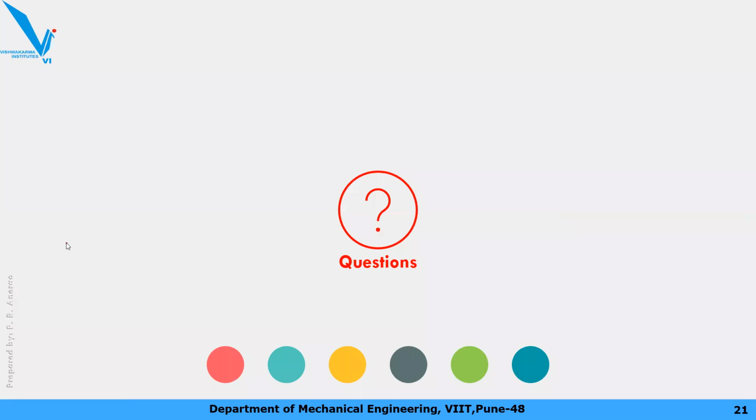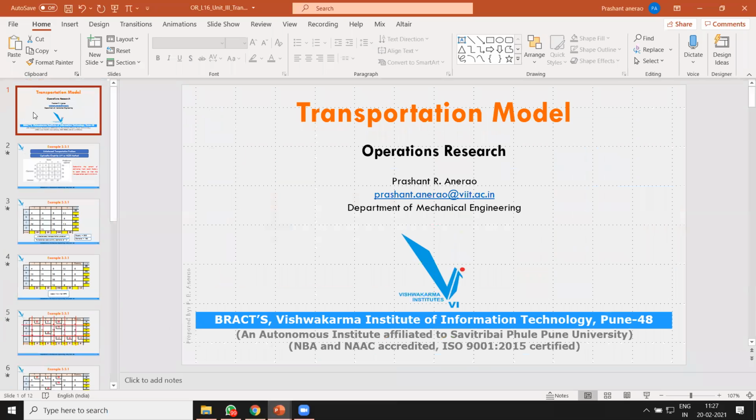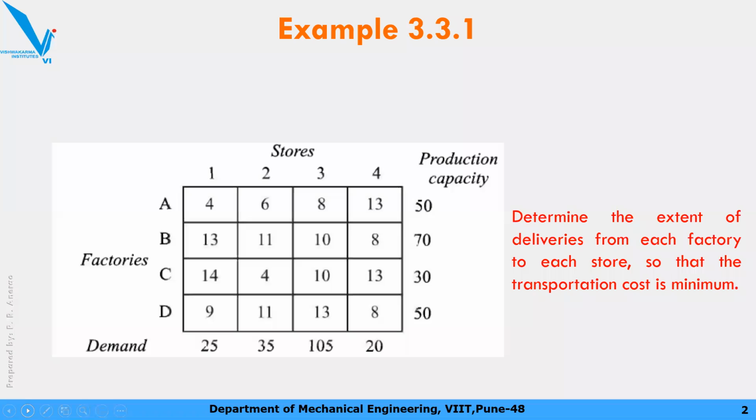Now if there are any queries, please let me know. I'll open another slide where we are going to see one more numerical. Now read the problem statement carefully. Determine the extent of deliveries from each factory to each store so that the transportation cost is minimum.